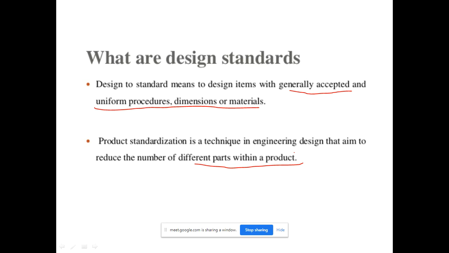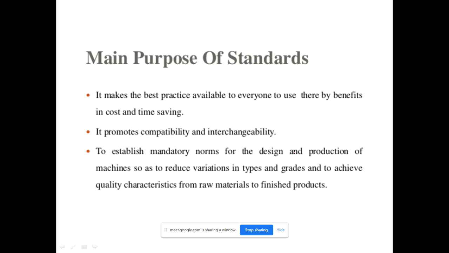So product standardization means you have to produce the same kind of product with same dimensions, but it should be produced in mass production, so that within the shortest possible period of time a large volume of same identical product can be manufactured. Next, what is the main purpose of this standardization? First of all, it makes the best practice available to everyone to use, thereby benefits in cost and time saving. So this is the most important thing, that cost saving and time saving.